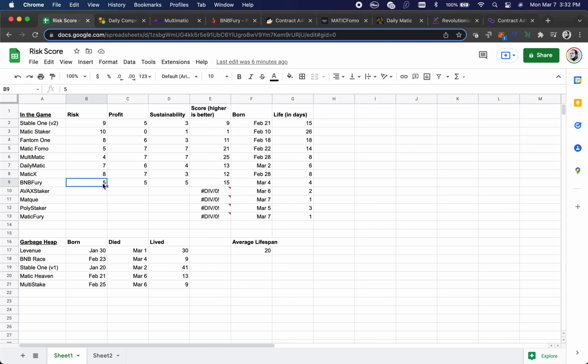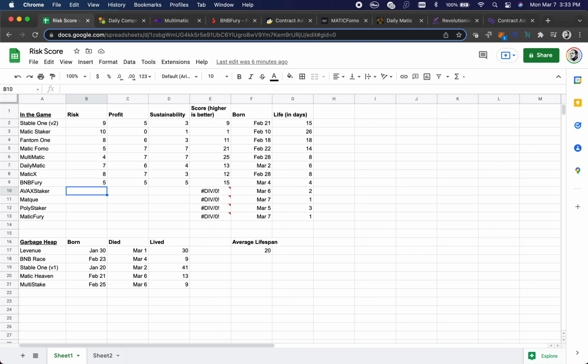I think the risk is still middle of the line. If it was something else like on Matic or AVAX or something, I'd probably move that risk down a little bit because the balance is pretty good and steady. But because it is on BSC, I'm going to leave it where it is. Profit's kind of middle of the line, and I think it's still just kind of waiting to see.